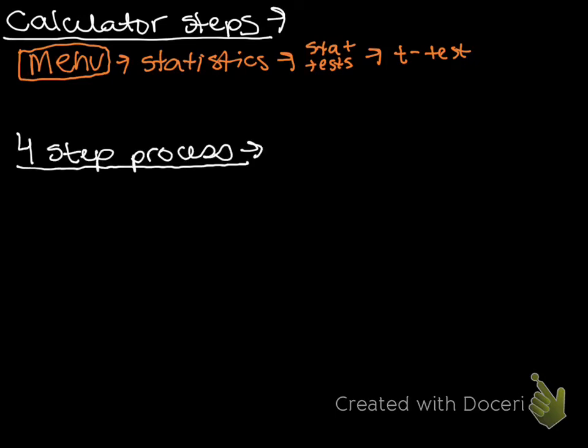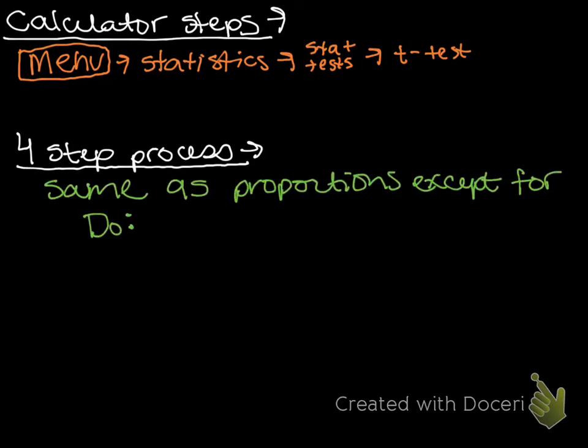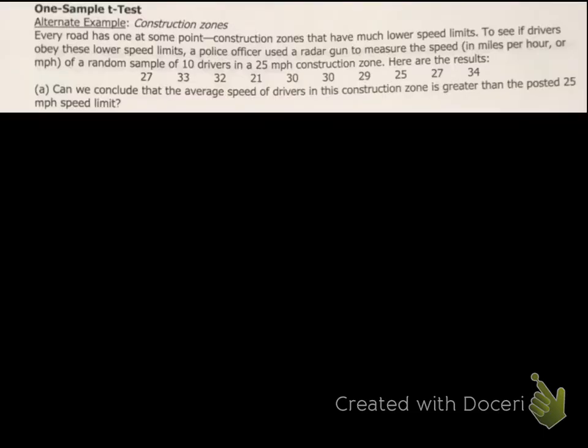All right, the 4-step process, same as the proportions except for the do step, we're going to add degrees of freedom. All right, let's do an example.